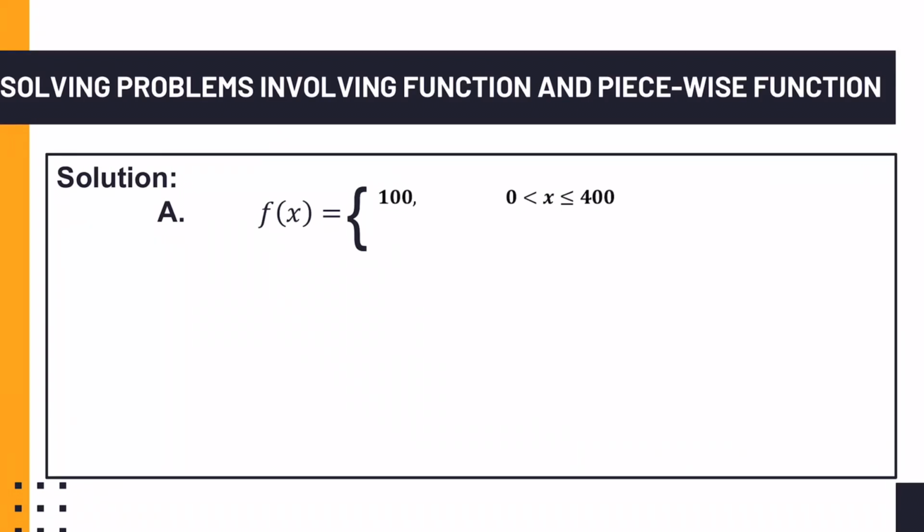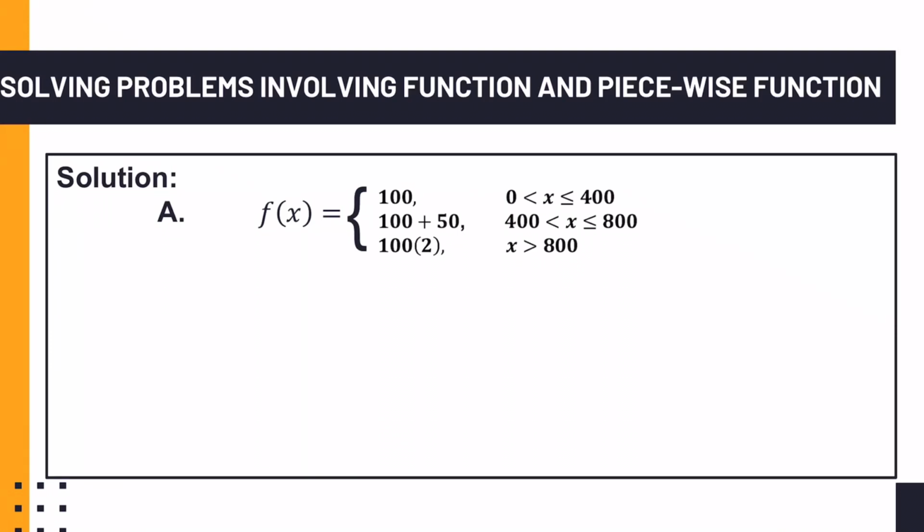And sub-function 2, f of x is equal to 100 plus 50 for the specified domain. That is, if the value of the variable x is greater than 400 but less than or equal to 800. And the last sub-function, sub-function 3, f of x is equal to 100 multiplied by 2 for the specified domain, that is, if the value of the variable x is greater than 800. Clear for letter A? If that's so, let's have letter B.